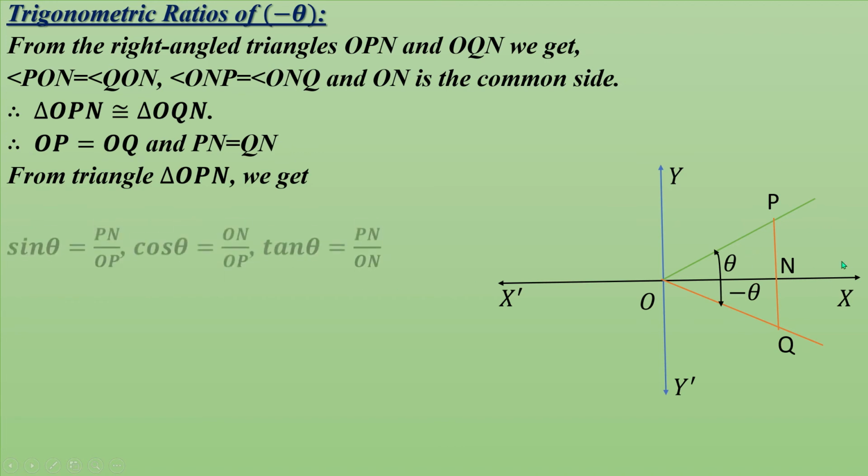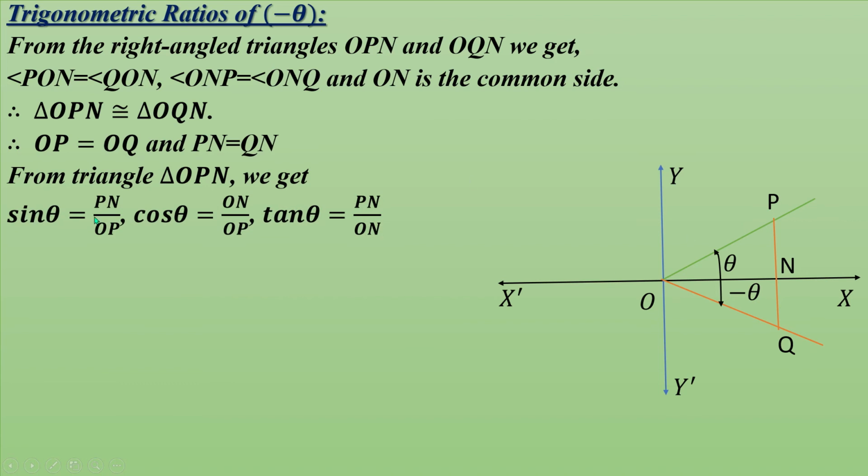That means sin theta equals PN by OP, cos theta equals ON, adjacent side or base, by hypotenuse OP, tan theta equals perpendicular divided by base, or opposite side by adjacent side. Similarly, cosec theta equals OP by PN, sec theta equals OP by ON, and cot theta equals ON by PN.